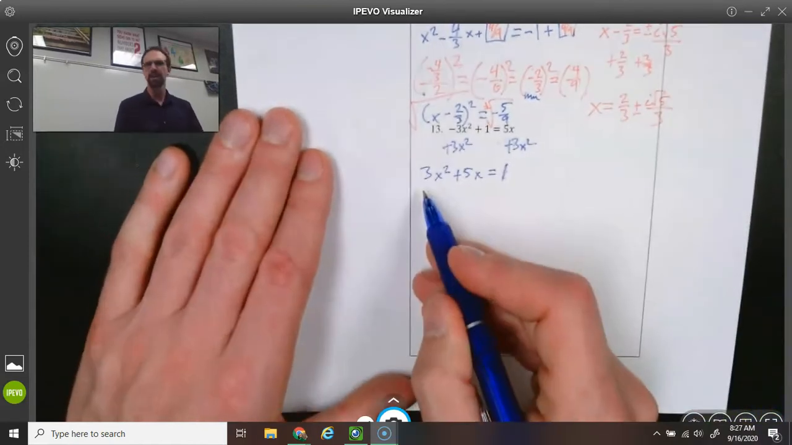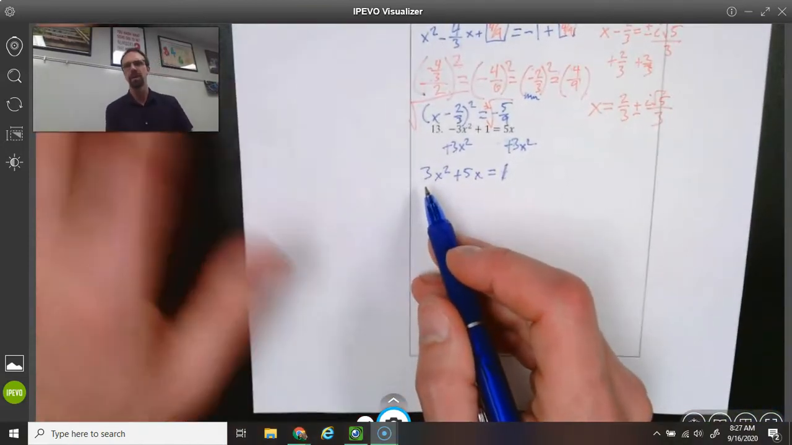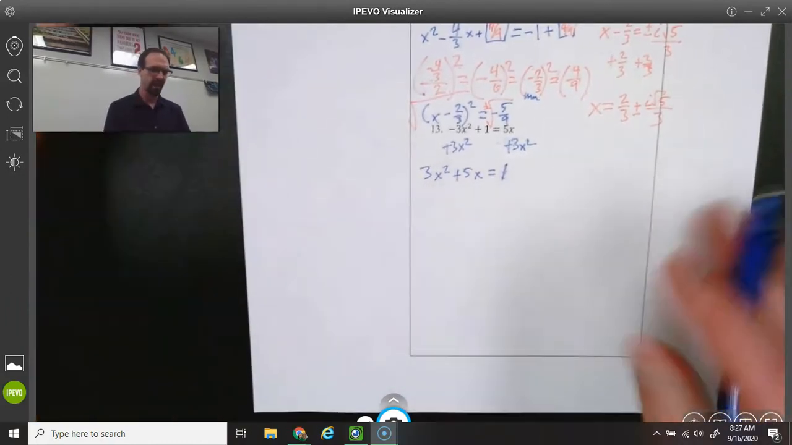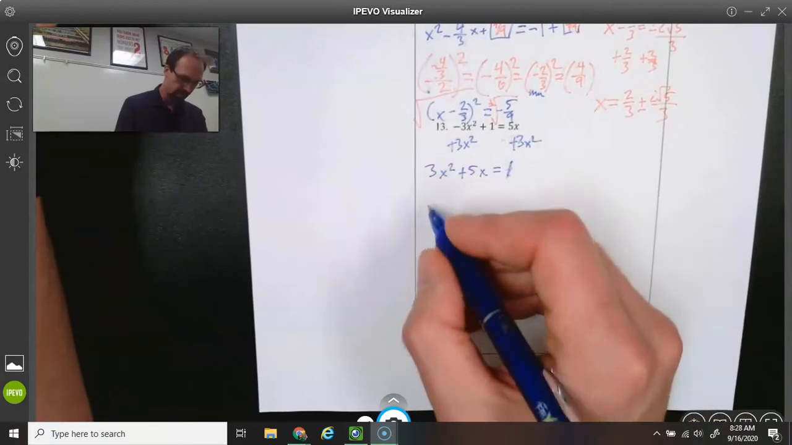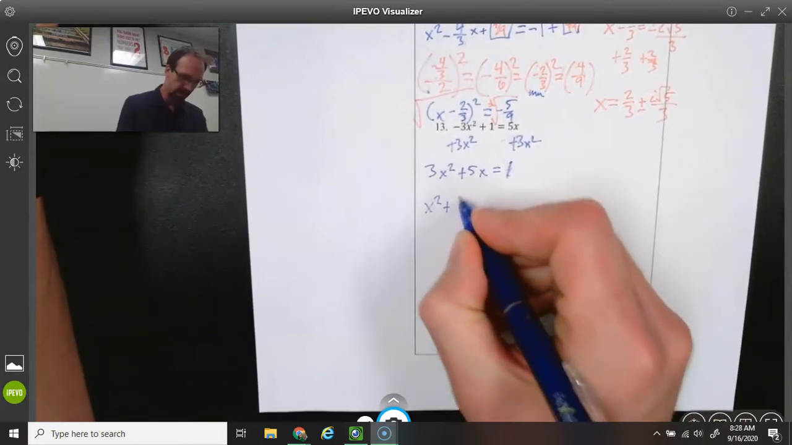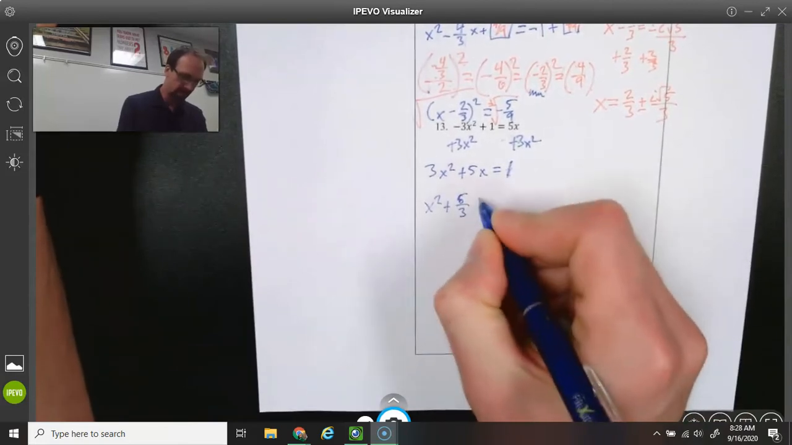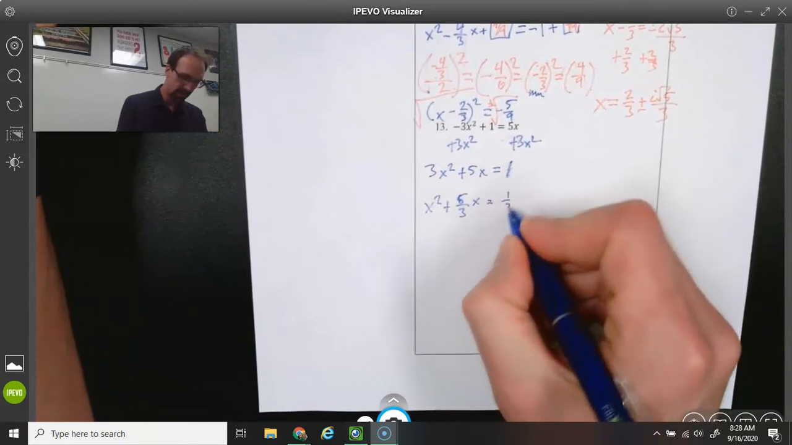You always want your leading coefficient, your a, to be positive when you're going through this. It makes life a lot easier. So let's go through and divide by 3. So we're dividing everything by 3. That's getting x squared plus 5/3 x equaling 1/3.